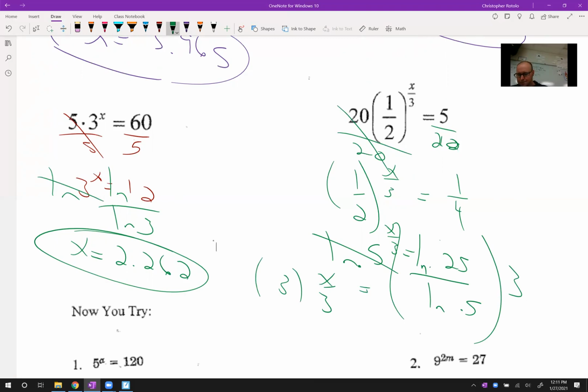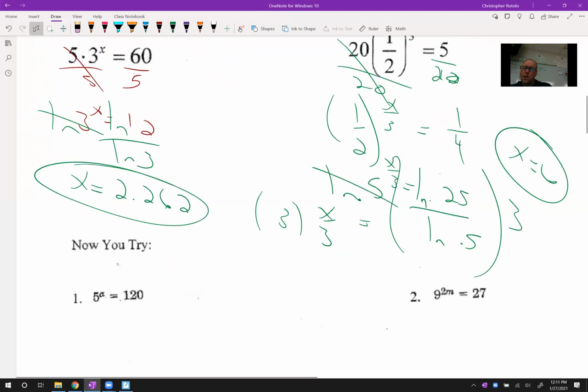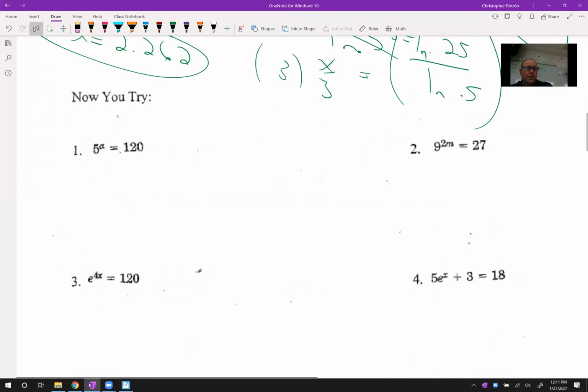So natural log 0.25, we're going to divide it by the natural log of 0.5. That's going to be plain old 2. We knew this was going to work out, so times 3, x equals 6 in the end, right? So that one we could have used the same base. So we get a couple here.